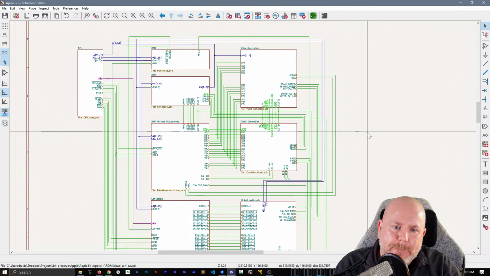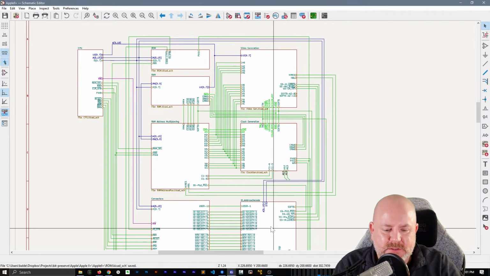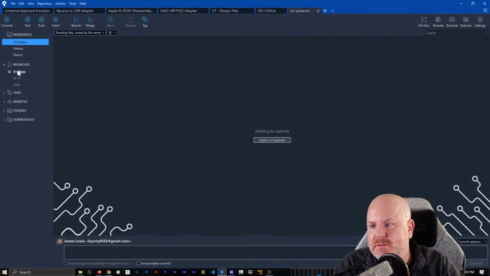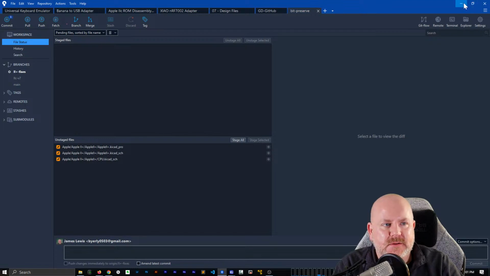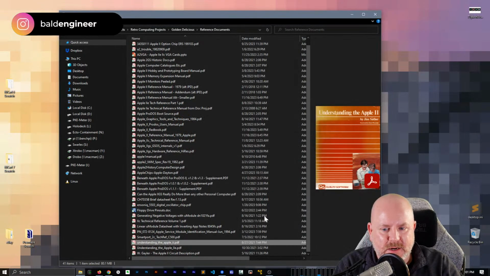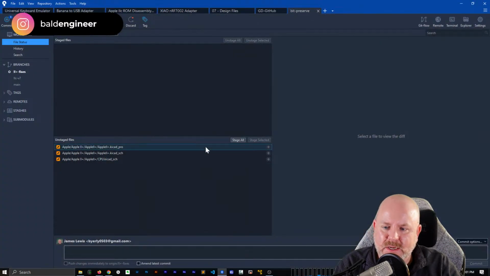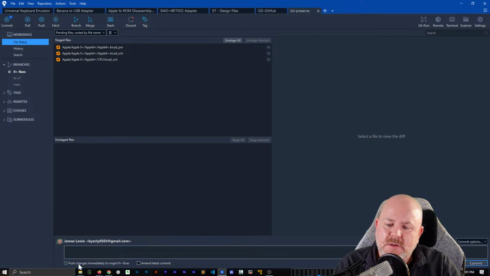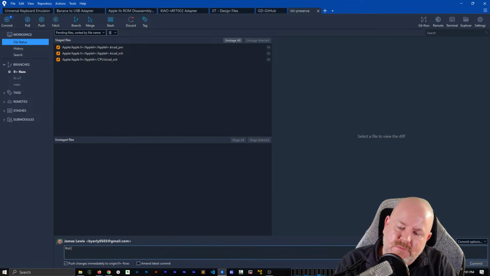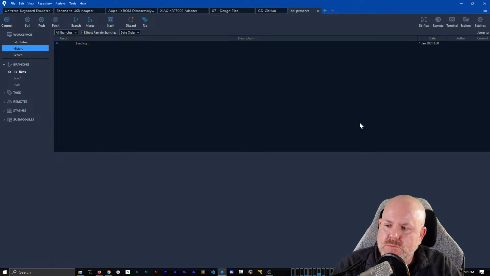Okay, cool. Now I want to run ERC. So let's do a quick commit. And in fact, I'm going to close this just to make sure all of the schematic files got updated. I'm pretty sure they are without closing, but just in case. Let's just do something like that. Commit to.